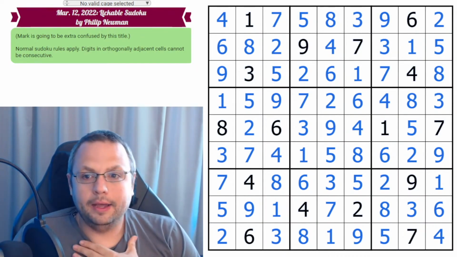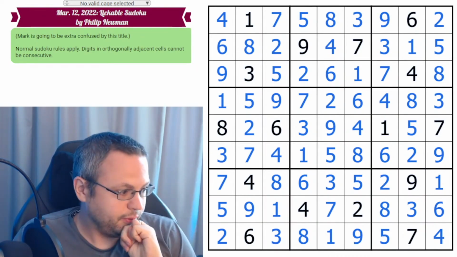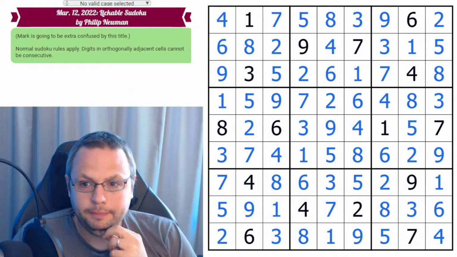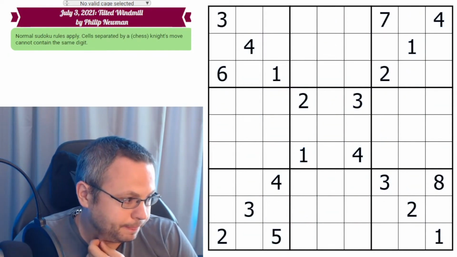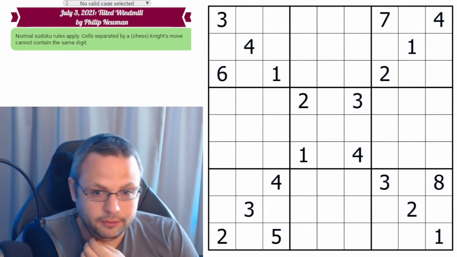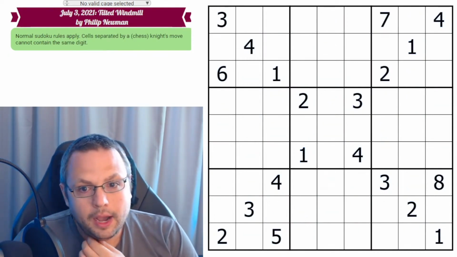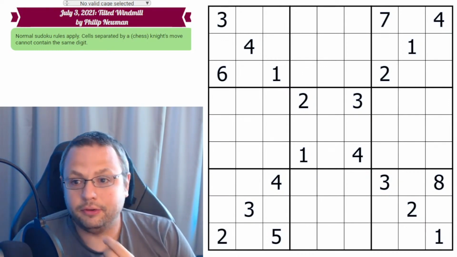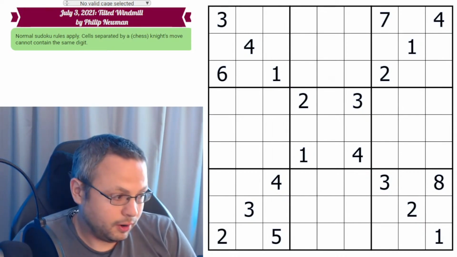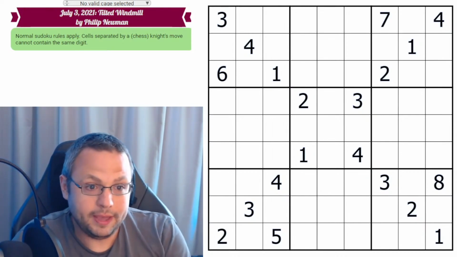Okay. 2 more puzzles of this sort, and then we'll be good. Okay, so this one I had to do for many reasons. One is it's an anti-knight puzzle, and I wanted to do an anti-knight puzzle. But 2 is that it's called Tilted Windmill. And, well, our supporters around here go by the name of windmills.